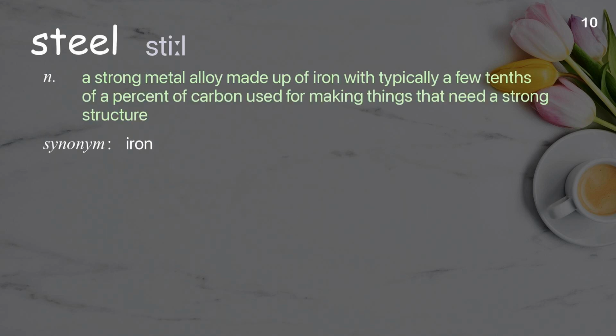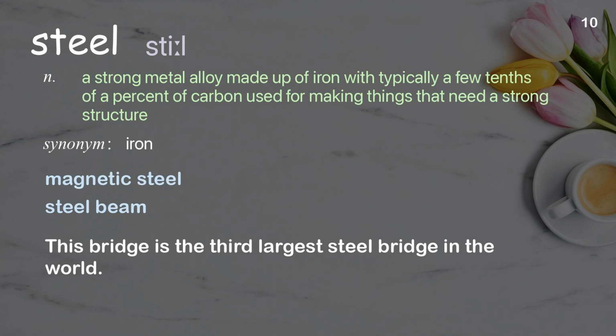Steel. A strong metal alloy made up of iron with typically a few tenths of a percent of carbon, used for making things that need a strong structure. Examples: Magnetic steel. Steel beam. This bridge is the third largest steel bridge in the world.